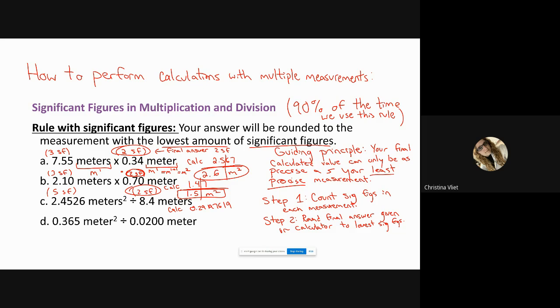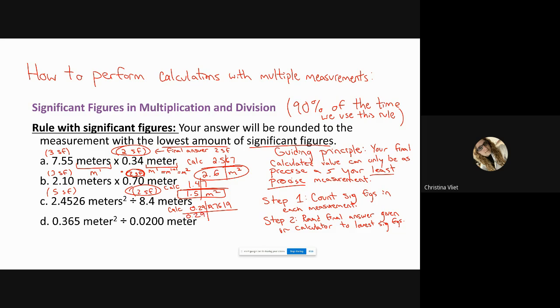In this calculation, 0.29197619, what's the second significant figure? The 0 is not significant. So the 2 is the first one and the 9 is the second. So that's your cutoff line. You could read that directly off your calculator. I don't expect you to write down all the numbers off your calculator. So this would be 0.29.